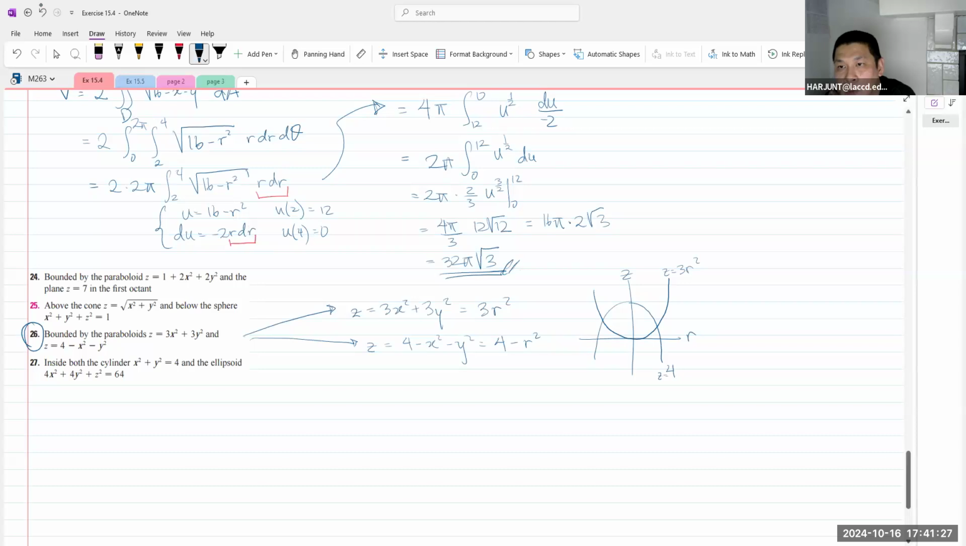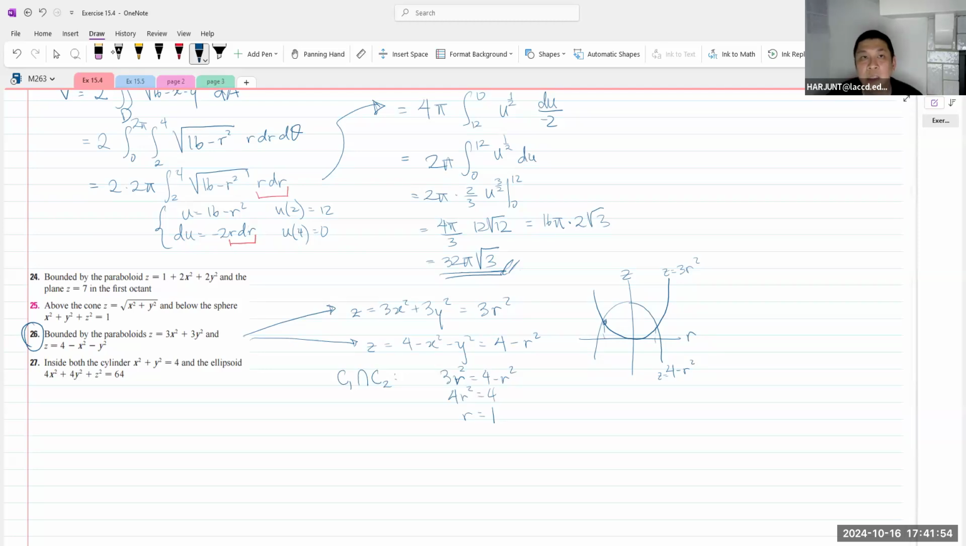4c equals 4 minus r squared. Now we need to see where they intersect. Curve 1 intersect curve 2 gives us 3r squared equals 4 minus r squared. We get 4r squared equals 4, so r equals plus or minus 1. Because r is a radius, we just take 1.